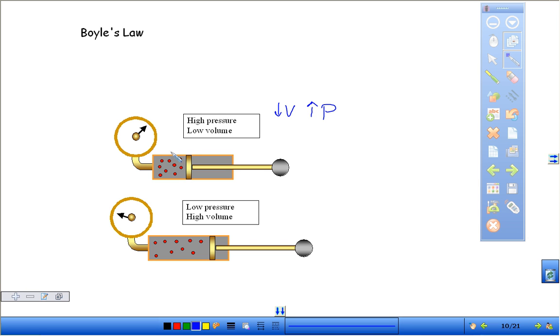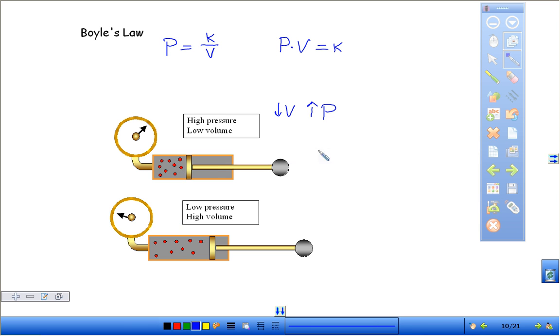And so what we want to consider here is that the inverse relationship is normally written as pressure is equal to some constant over volume. But I don't like fractions, and I'm sure you guys don't either. So what I want to do is get this V off the bottom. And so we end up with the equation P times V is equal to a constant.